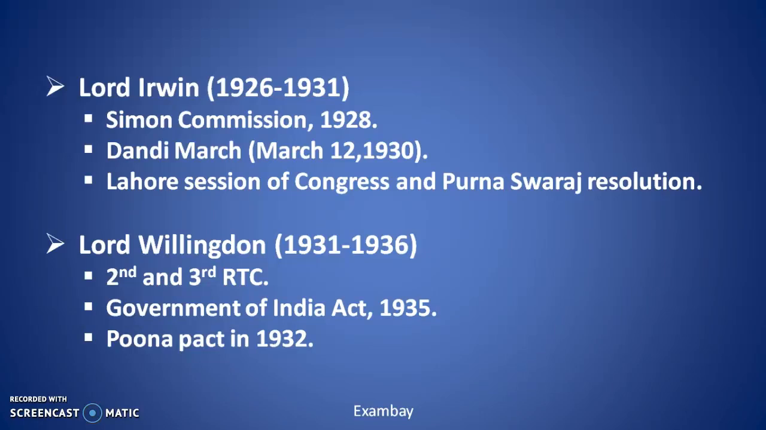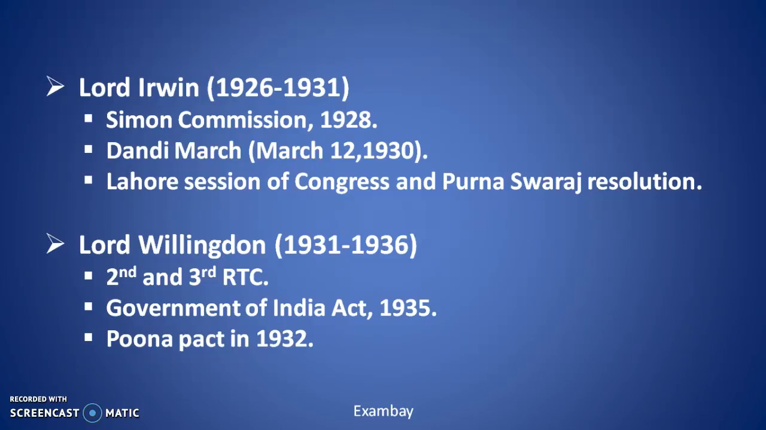Then we have Lord Irwin, who came in 1926. The Simon Commission came in 1928. Then the Dandi March. Then the Lahore session of Congress, in which Congress demanded Purna Swaraj. Okay, then some events also happened. So this was one of the most tumultuous times in Indian politics, when in 1929 the murder of Saunders happened.